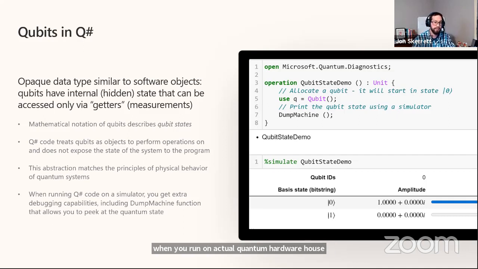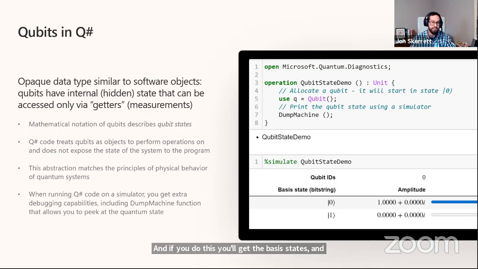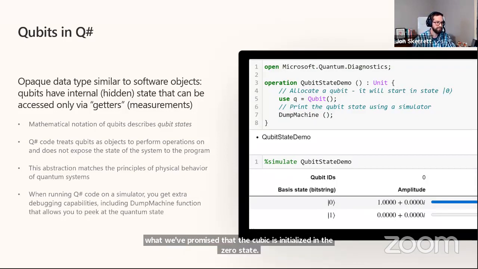However, if you're just learning the basics of quantum computing, or if you're running your program on a very small instance of a problem and you want to see where you went wrong, try to debug things, it's very helpful. So what this code snippet does is it allocates a qubit and immediately sees what state the qubit is in by using dump machine. And if you do this, you'll get the basis states, and you'll see that the amplitude of the 0 state is 1 and the amplitude of the 1 state is 0. That's exactly what we've promised, that the qubit is initialized in the 0 state. That's all we're seeing here.